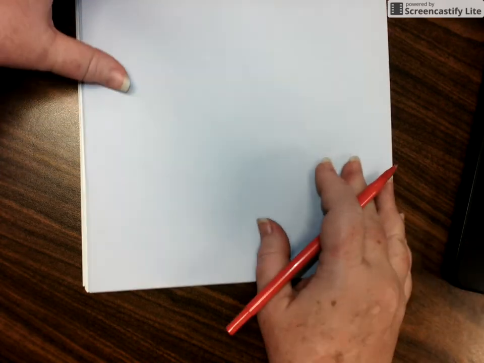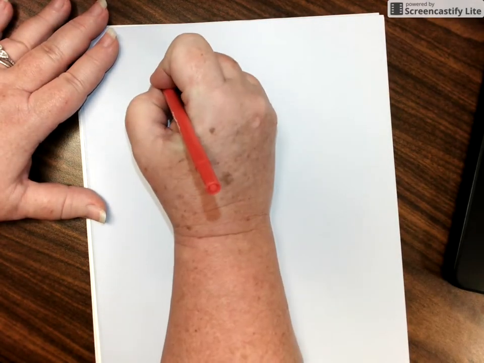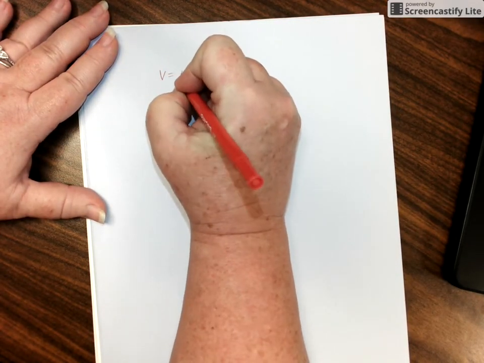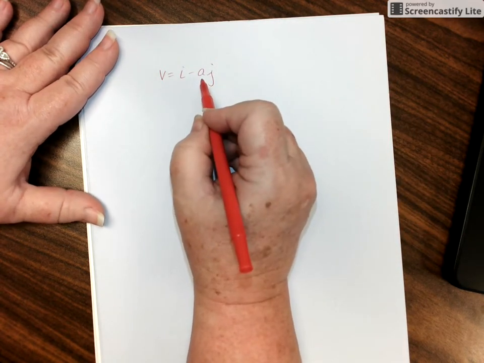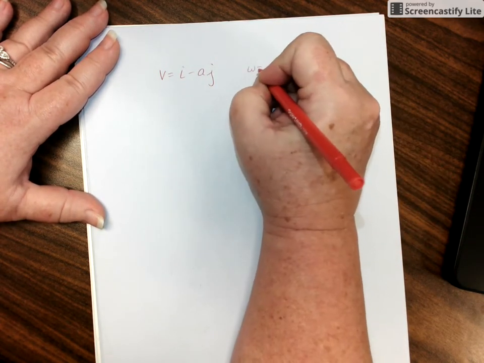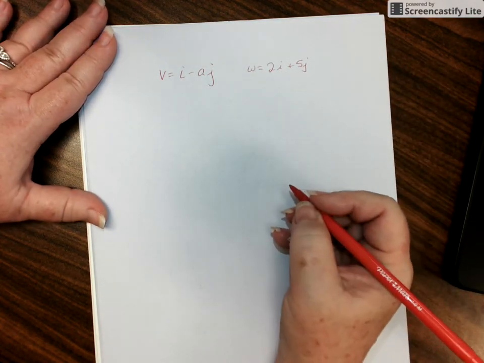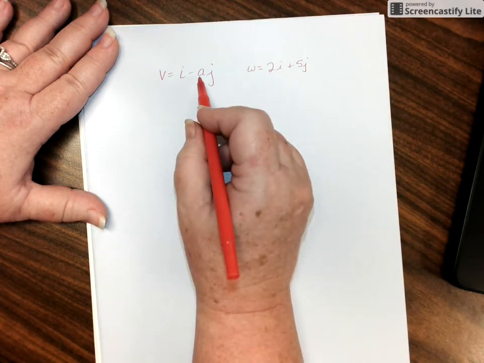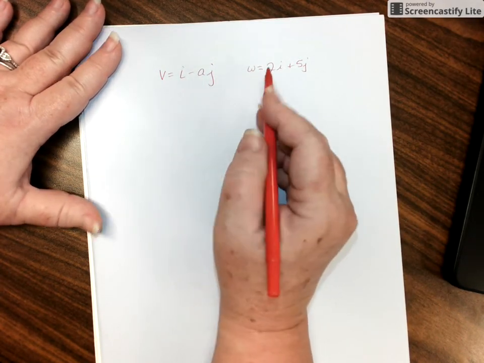Now, looking at that, if I had two vectors that I wanted to make orthogonal, I wanted to make them perpendicular. So I had vector v is i minus aj, and that's some random variable a. We're not sure what that's going to be. And vector w is 2i plus 5j. How could I show a value for a that creates orthogonal vectors between v and w?